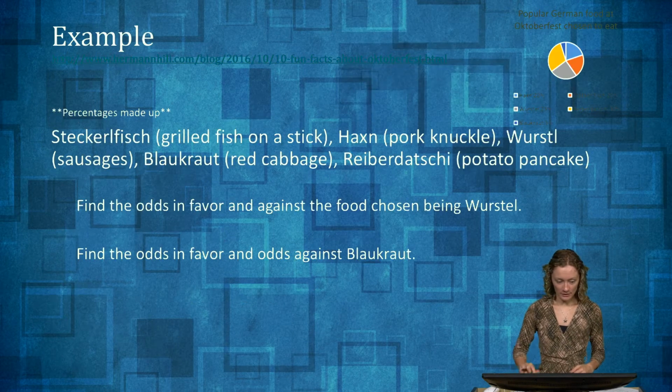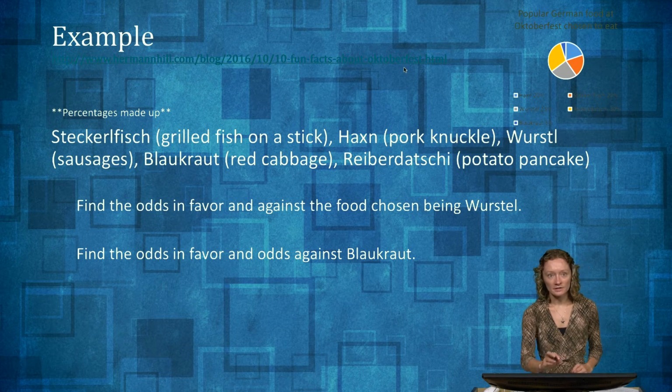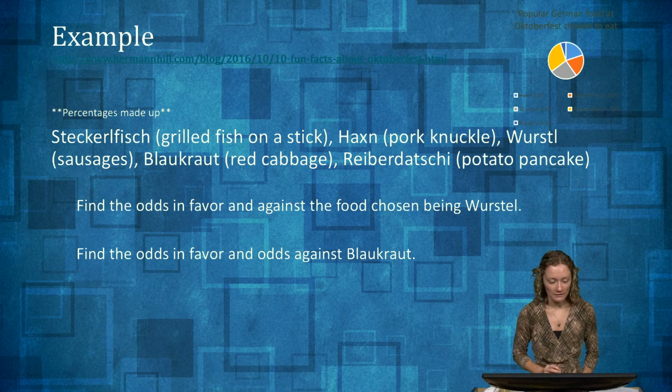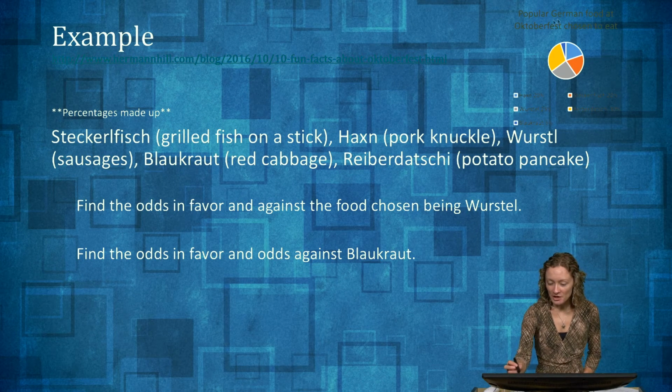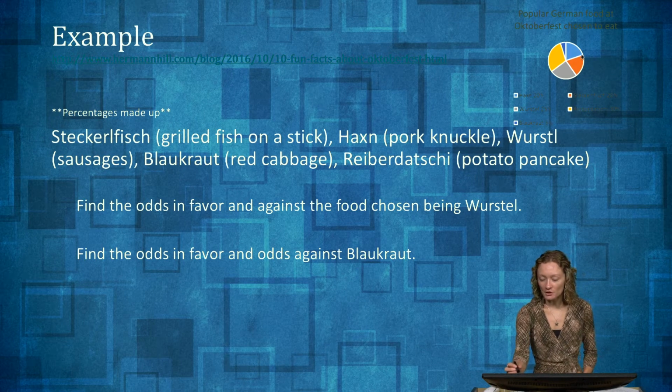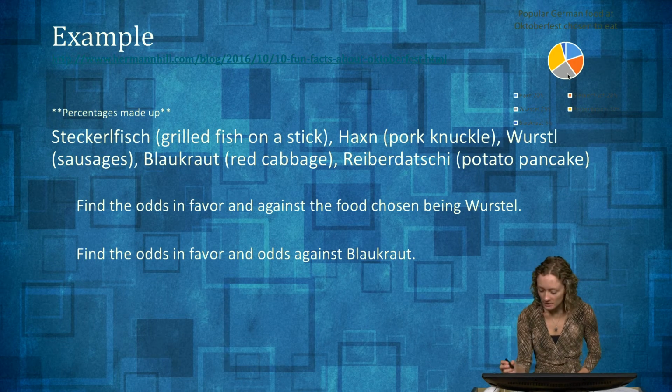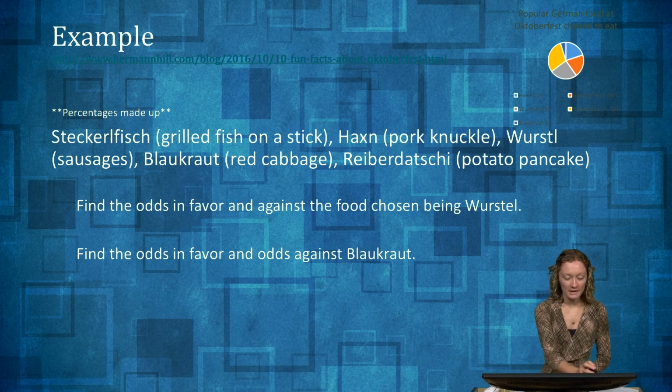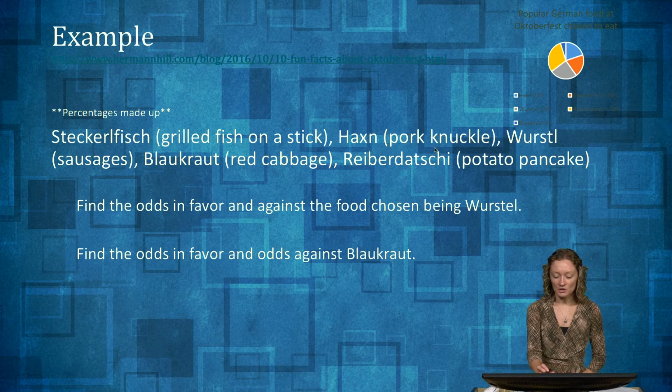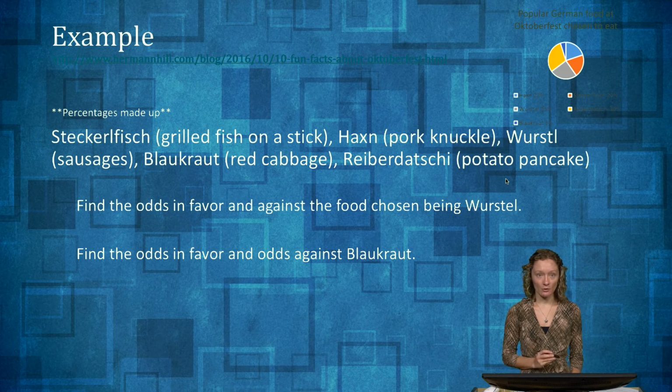Okay, let's see another example. All right, so there's a link up top here. A little difficult to see on the video, but it's in the PowerPoint, so you can go to that if you want to. We have some information on popular German foods at Oktoberfest chosen to eat. A little difficult to see the colors, I apologize. I'll fill them in. The items are Steckerlfisch, which is grilled fish on a stick, Haxen, which is pork knuckle, Wurstel, which is sausages, Blaukraut, which is red cabbage, and Reiberdatschi, which is a potato pancake.